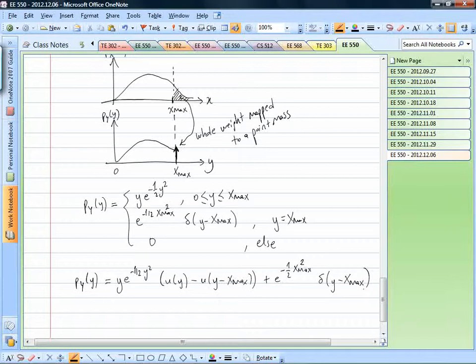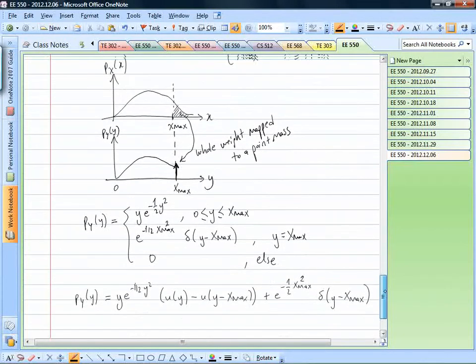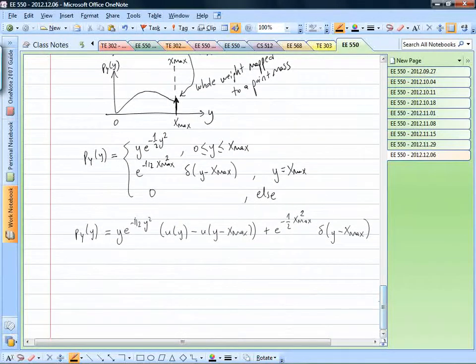You can see the details in the book on how to find this. You just need to take the integral from x max to infinity. So this coefficient here is found by taking that integral.